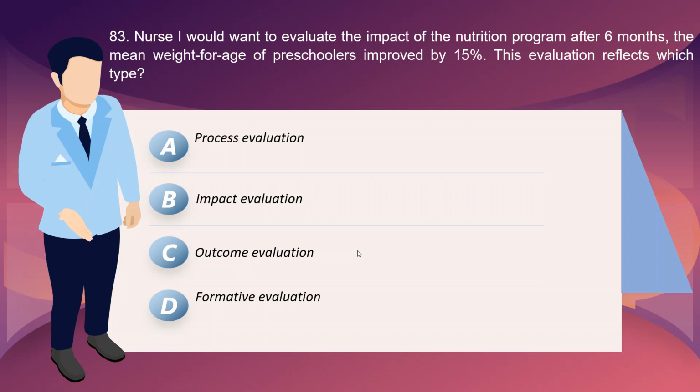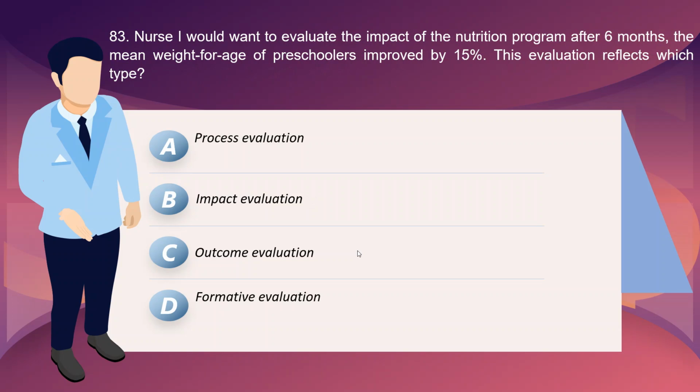Nurse I would want to evaluate the impact of nutrition program after 6 months. The mean weight for age of preschooler improved by 15%. This evaluation reflects which type? Is it letter A, process evaluation, B, impact evaluation, C, outcome evaluation, or D, formative evaluation?